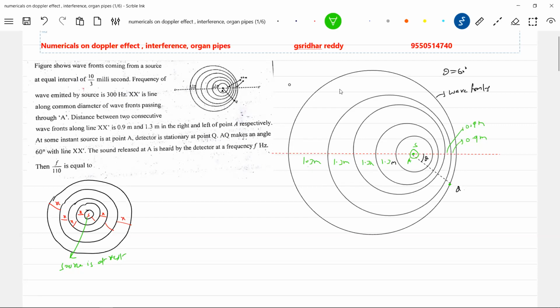When the source is moving, we see the wavefronts like this. So definitely, in the diagram of the question given, the source is in motion, not at rest. Okay, now what to do for this? The question is how to analyze this particular thing. Okay, let's go for the Doppler effect.